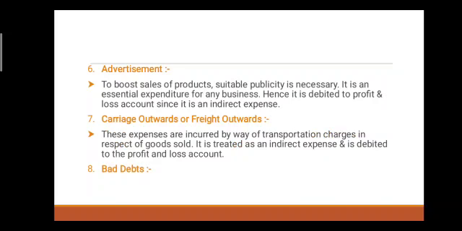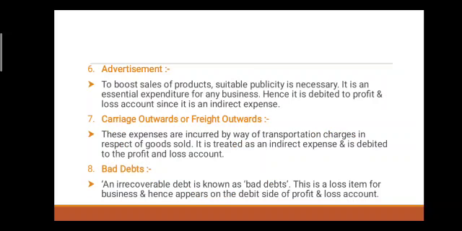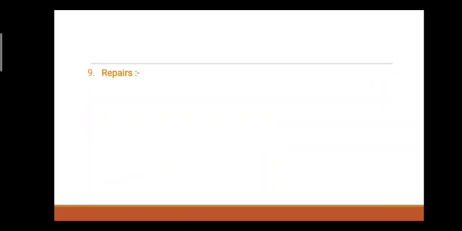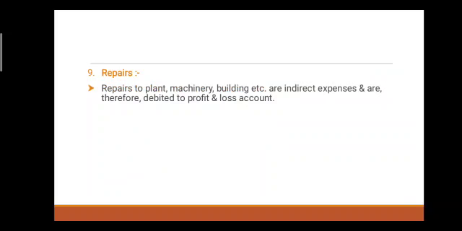Eighth, bad debts. An irrecoverable debt is known as bad debt. This is a loss item for business and hence appears on the debit side of profit and loss account. Ninth, repairs. Repairs to plant, machinery, building, etc. are indirect expenses and are therefore debited to profit and loss account.